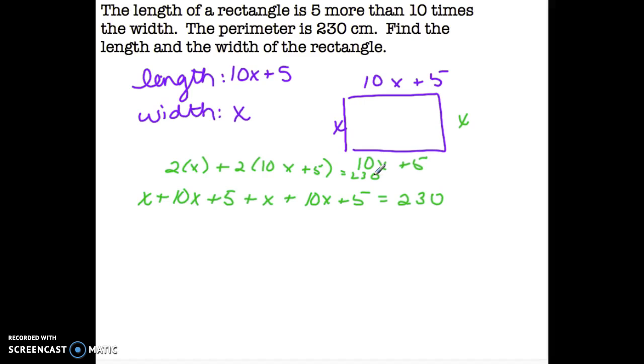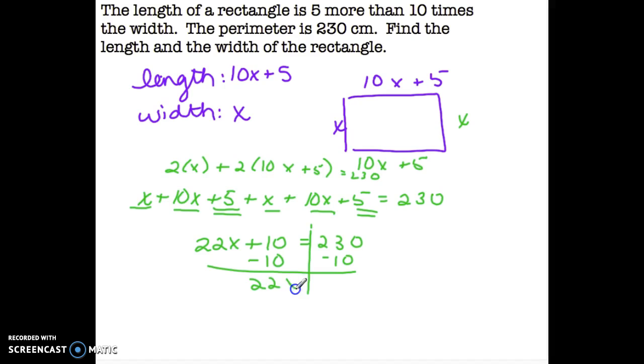And then we're going to go about collecting our like terms. So here I've got x, 10x, x, and another 10x. That adds up to 22x. Then I've got a 5 and another 5. That adds up to 10. So I have a simplified equation, 22x plus 10 equals 230. And I'm going to solve this by doing the same thing to both sides. So I'll subtract 10 from both sides and get 22x equals 220. And then I would divide both sides by 22 and get x equals 10.